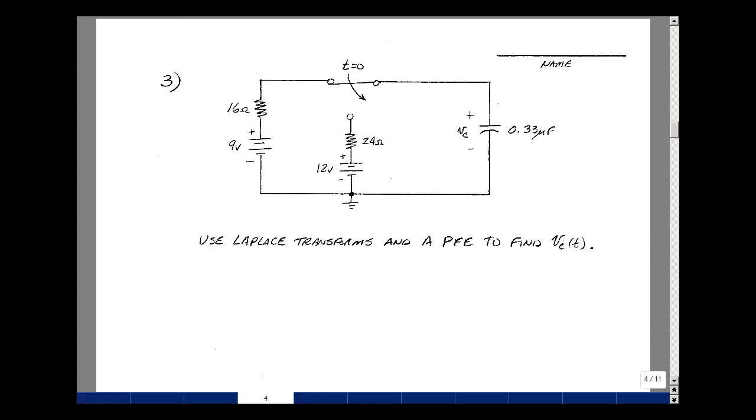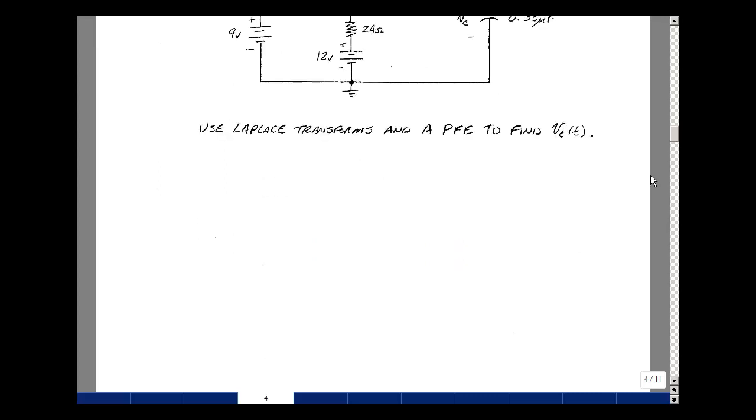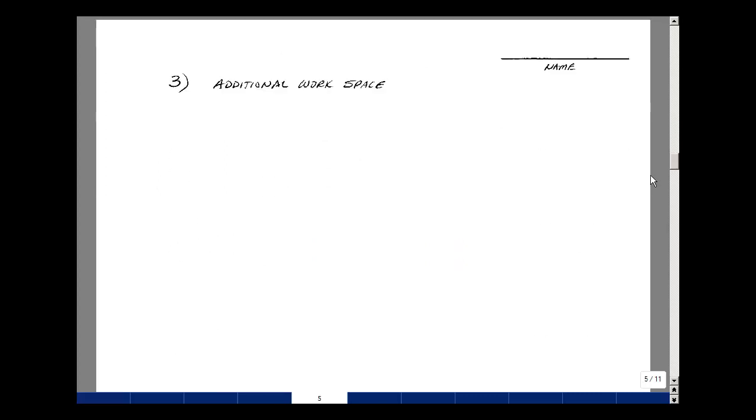For problem number 3, can you use Laplace transforms in a partial fraction expansion to find the voltage across the capacitor, V sub c of t? The next page has some additional workspace.